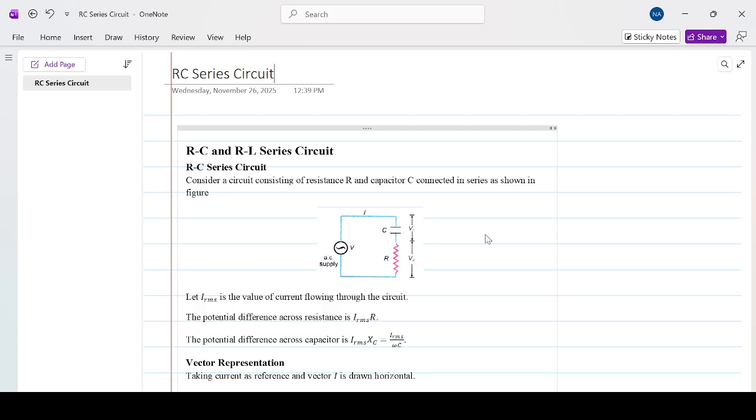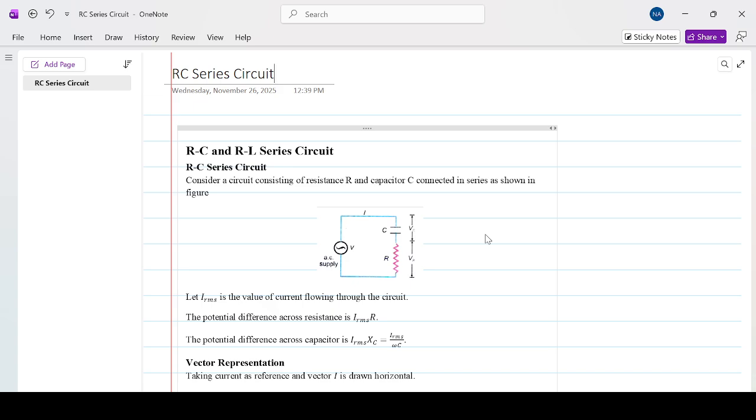In this lecture, we are going to describe RC series circuit. The level for the present discussion is O level or A level. In this, we are going to describe RC series circuit.